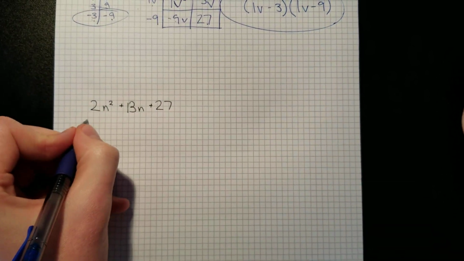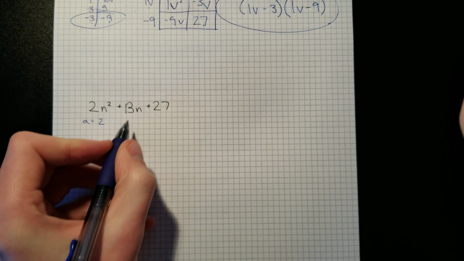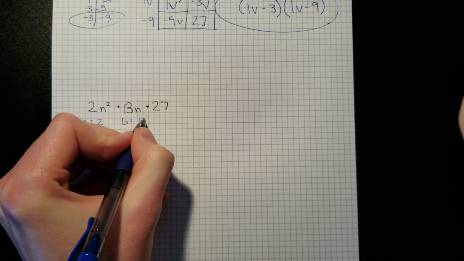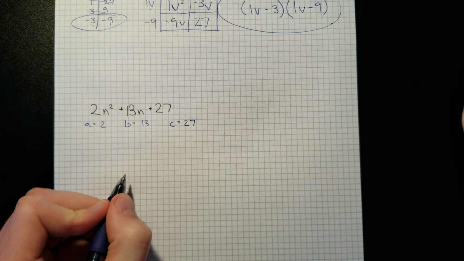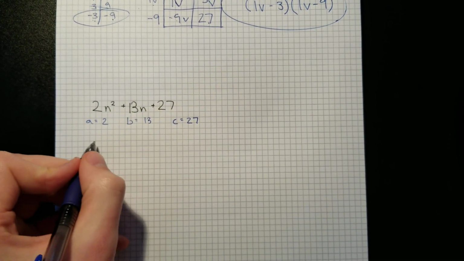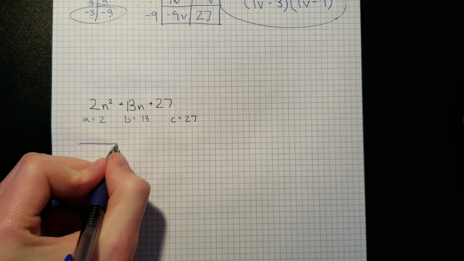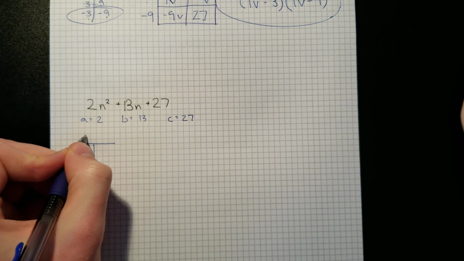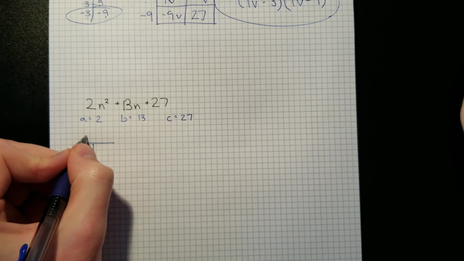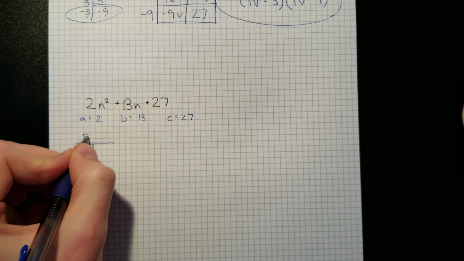In this case, a is 2, b is 13, and c is 27. It's got a couple of bigger numbers here. So remember, we have to make our table, and on the top we put a times c. In this case, 2 times 27 is going to be 54.